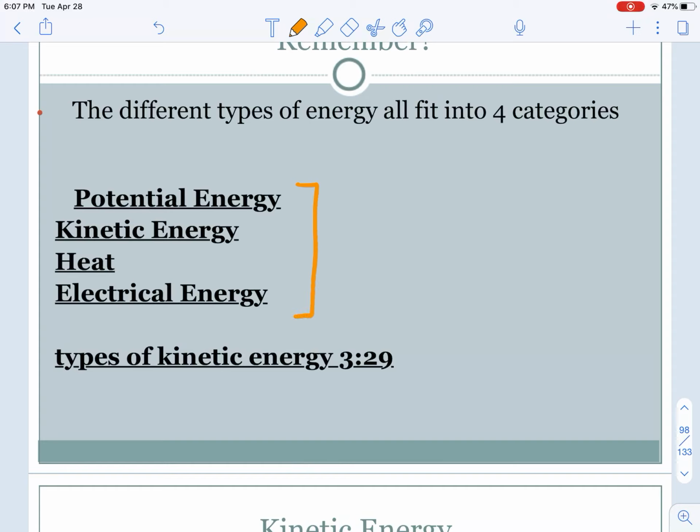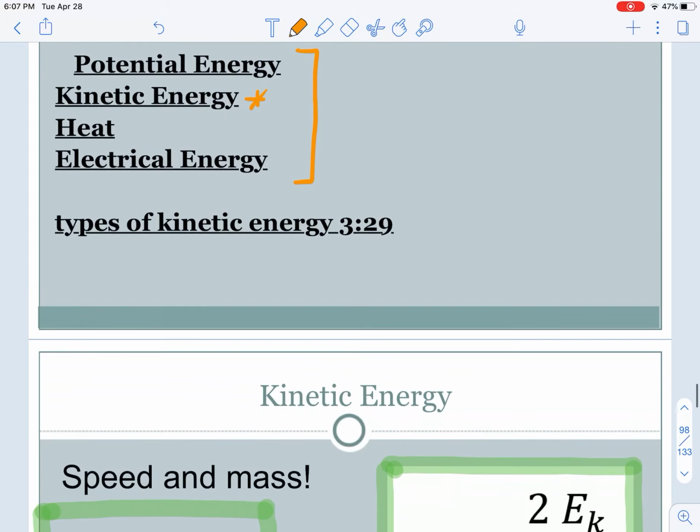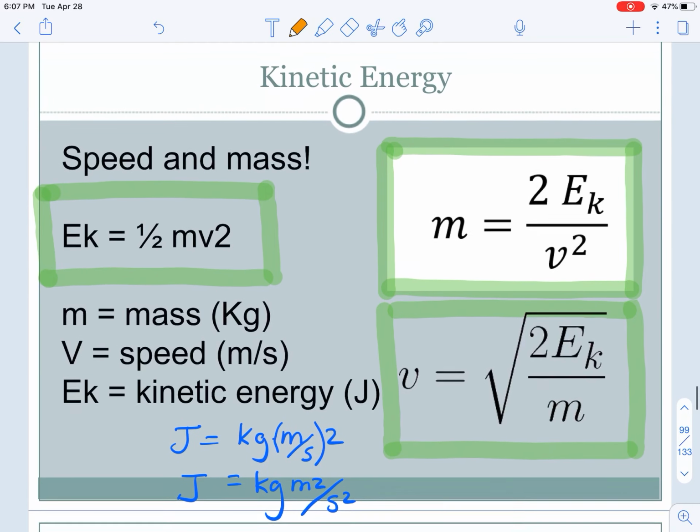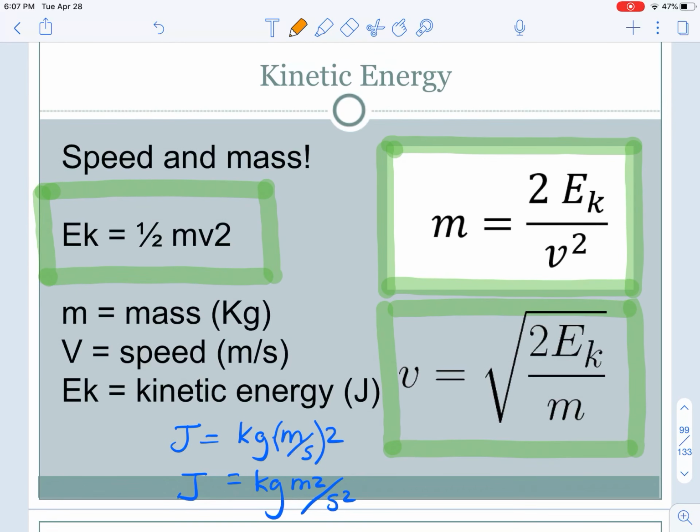I know in grade 7 we talked about these four categories for energy. Today our topic is kinetic energy, and there is a way to calculate that using speed and mass. It's got to be moving and it's got to go at a certain velocity. So kinetic energy in joules will be calculated by half m, which is mass, times velocity squared. So 1/2 mv squared, pretty easy.